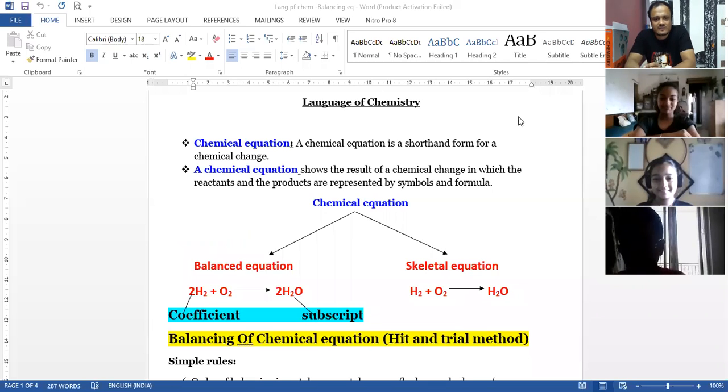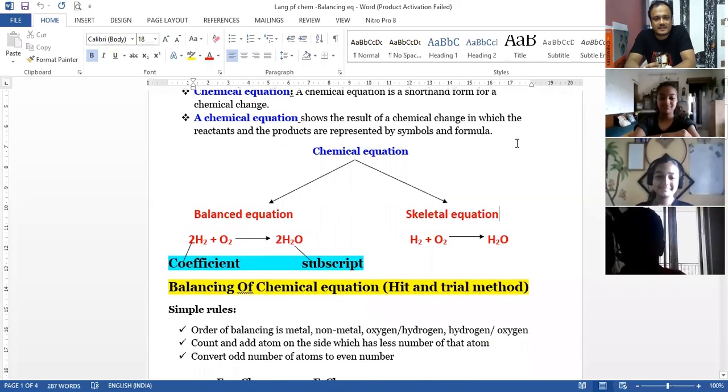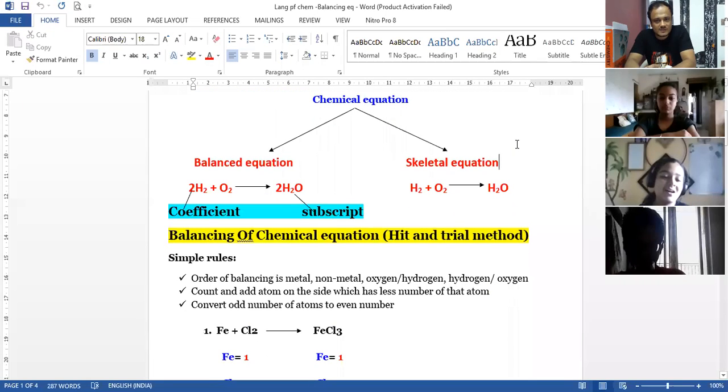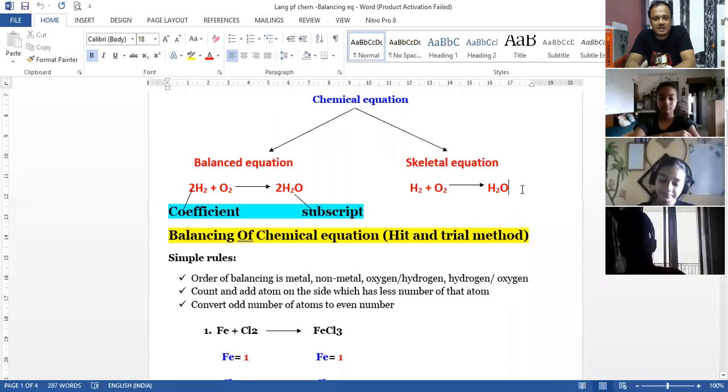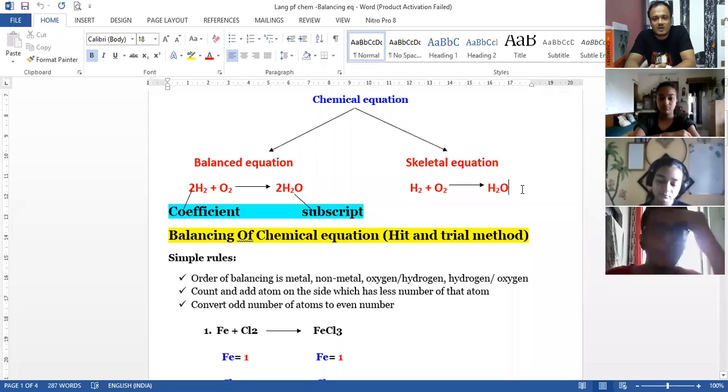Right. Okay, so we have a balanced equation and a skeletal equation. We have studied that also in grade 8. A skeletal equation is when we are just writing the equation without balancing the number of atoms on the left hand side or the right hand side. So in a skeletal equation, the number of atoms of that element will not be balanced on both sides of the equation.